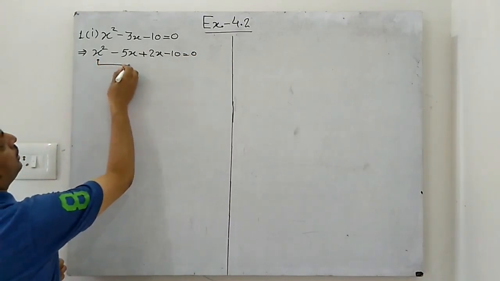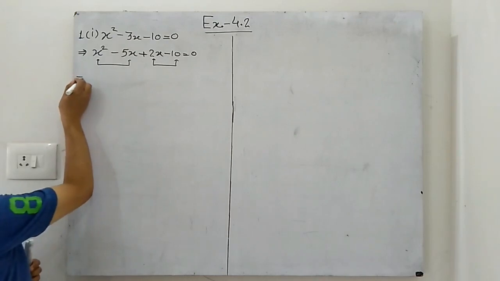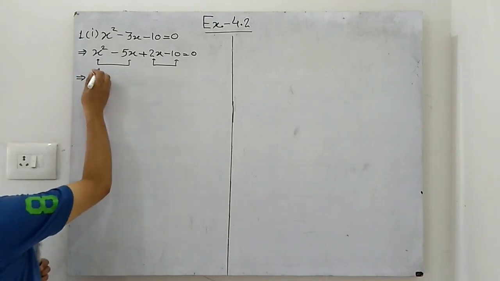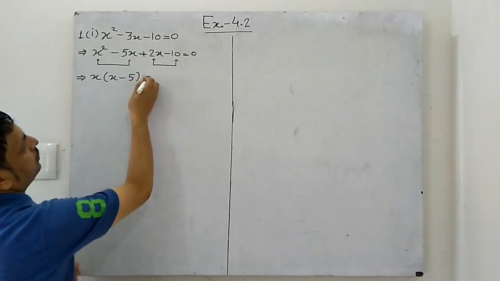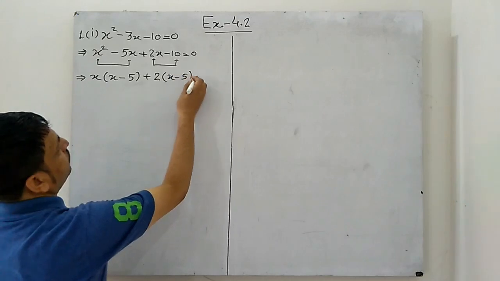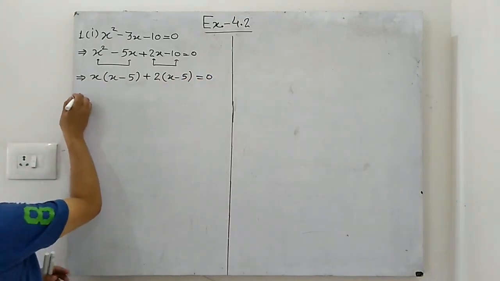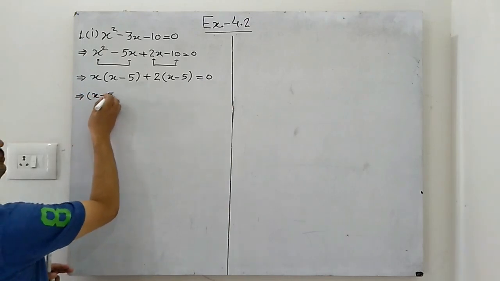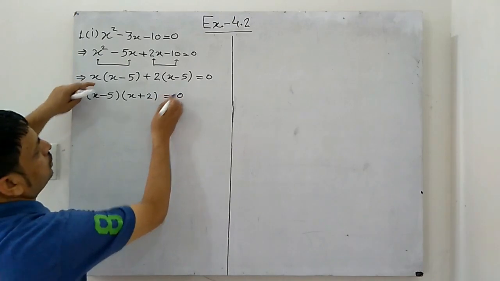We will make pairs of the first two and last two terms. From the first two we can take x as common, so the remaining will be x minus 5, and from the last two, positive 2 can be taken as common, x minus 5 equal to 0. x minus 5 is common, so here x plus 2 equal to 0.